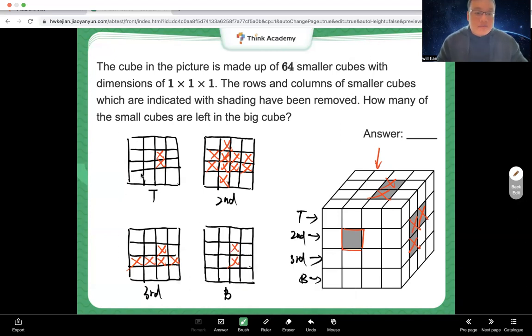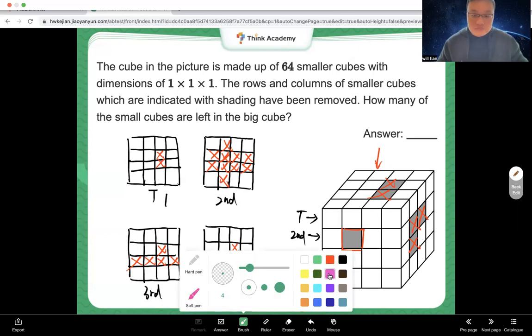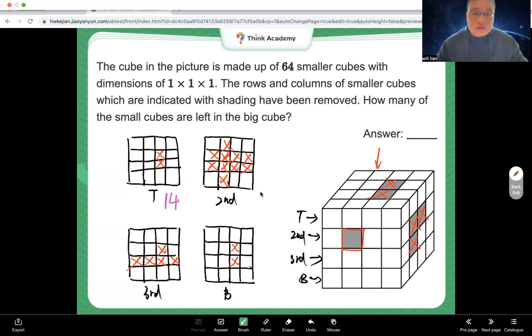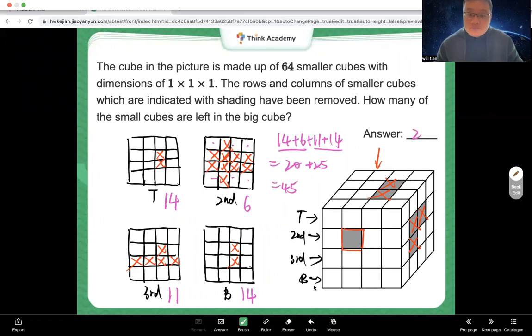For the first one, 4 by 4, you got 16. Take away 2, you got 14 left. Right? This is 14 left. As for the second one, will be 1, 2, 3, 4, 5, 6 left. And for the third one, actually, there will be 3 times 4, 12, minus 1, 11. And last one is 14 as well. Right? So let's add them all together. 14 plus 6 plus 11 plus 14. These 2 add up to 20. These 2 add up to 25. So you add them together, you got 45. So there'll be 45 cubes left.